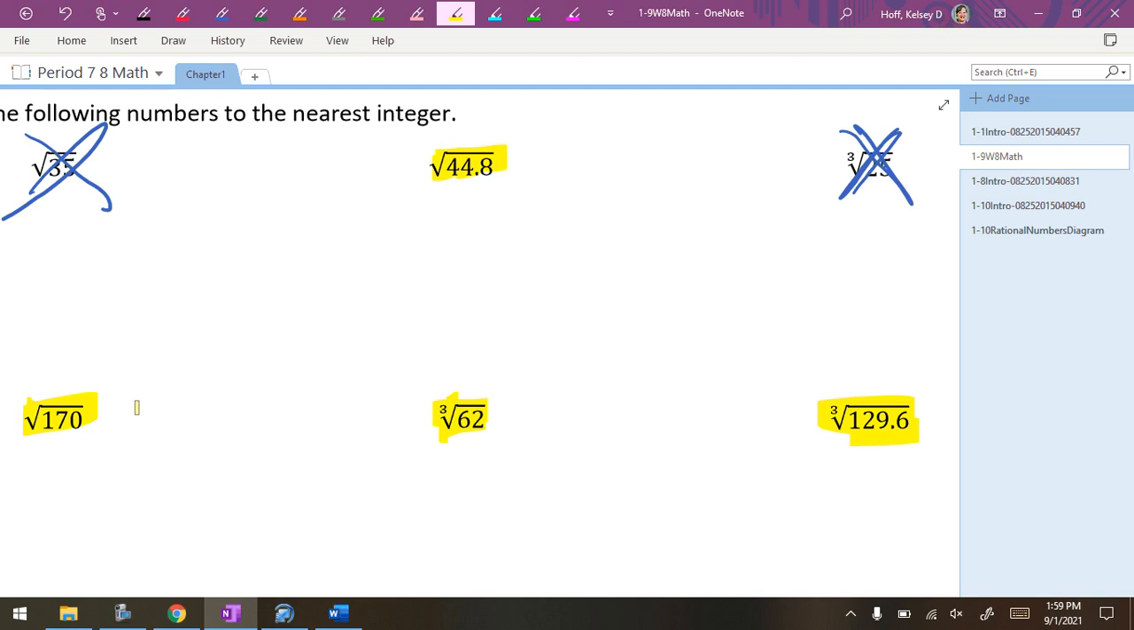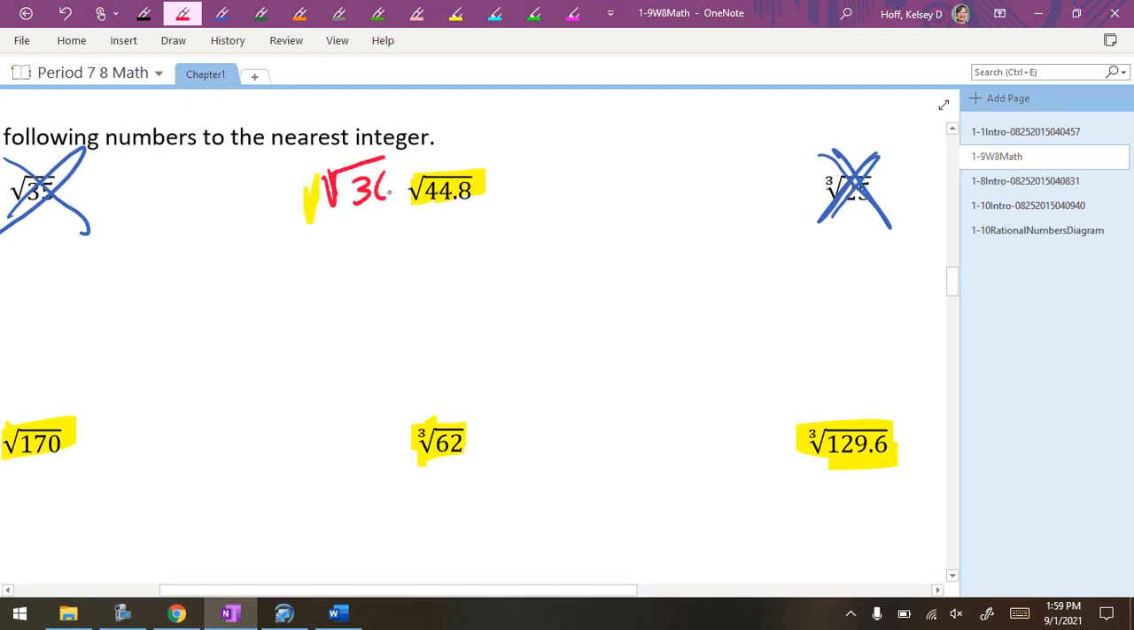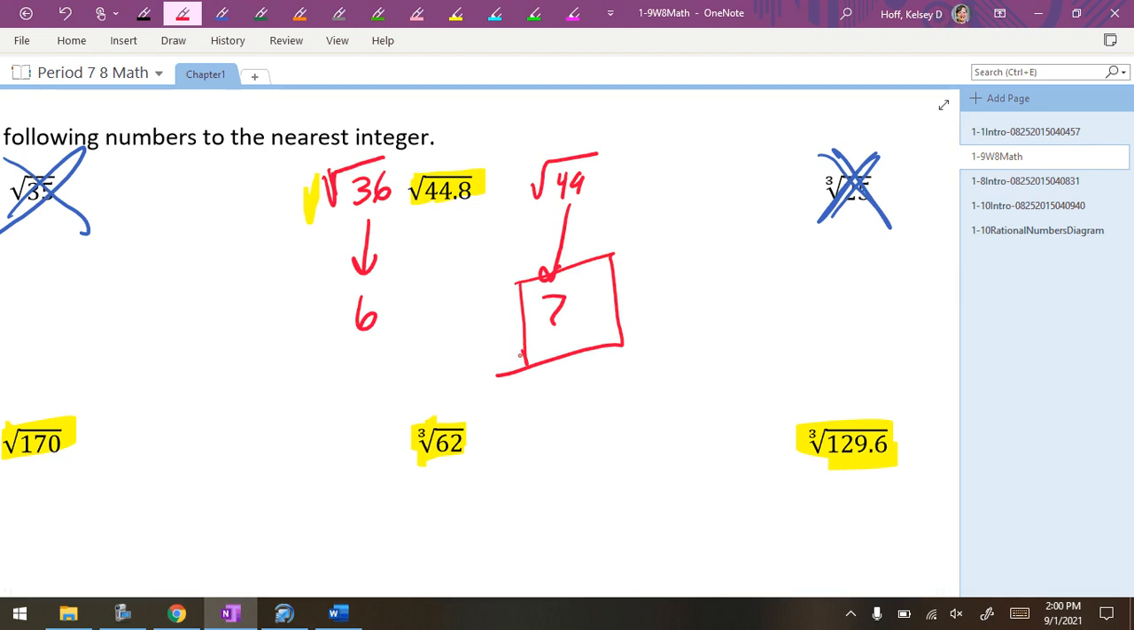All right, the square root of 44.8. What's right below that? The square root of 36, which really is 6. And above it would be the square root of 49, which is 7. Which one are you picking? 7. 44.8 would only be 4.2 away. Even if you take the decimal out, 36 to 44 is 8 away.